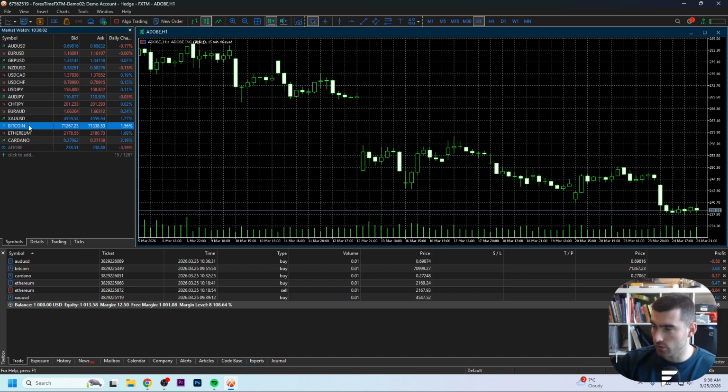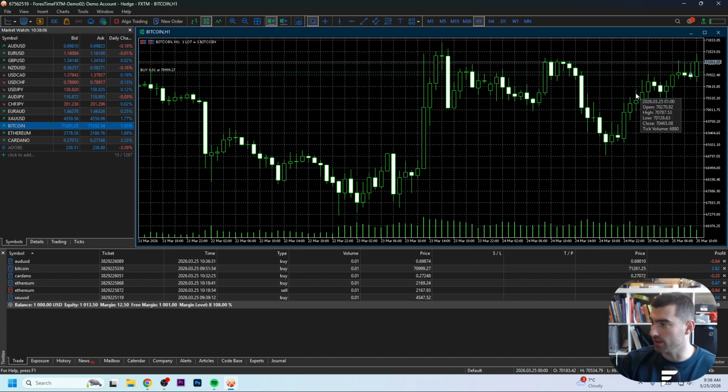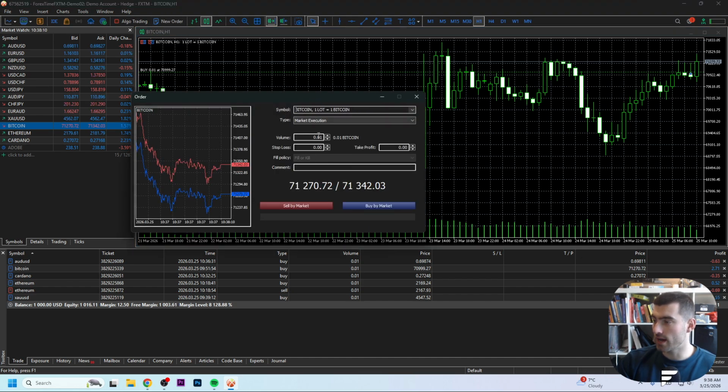Then we go to Bitcoin, throw it to the chart, and now you will find right here the chart of Bitcoin. Then what we're going to do is we click right here new order, select right here how much you want to buy, because one lot is one Bitcoin, so 0.01 is fine. And then right now we click here on buy by market.